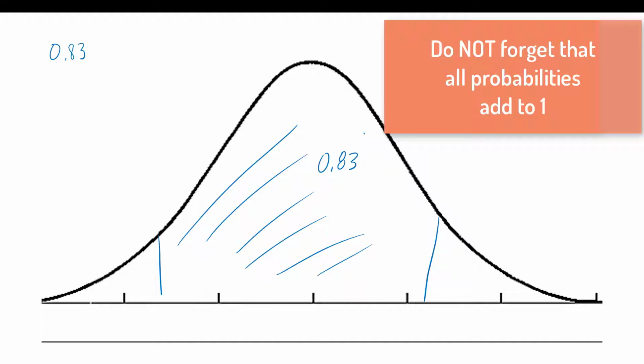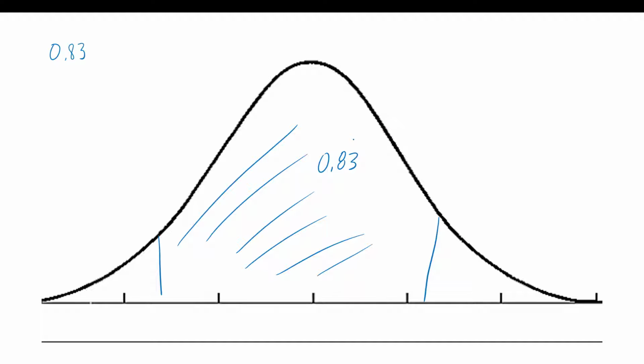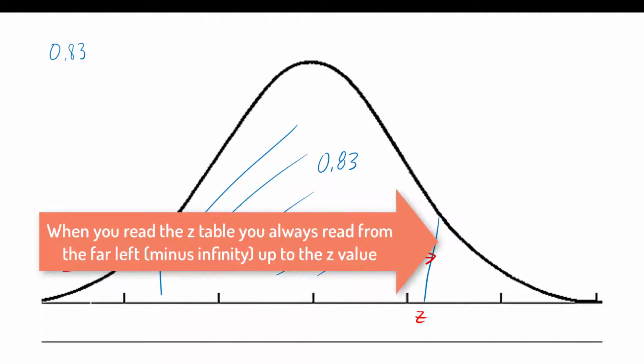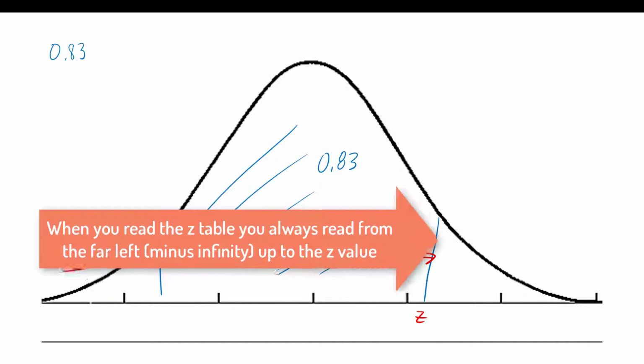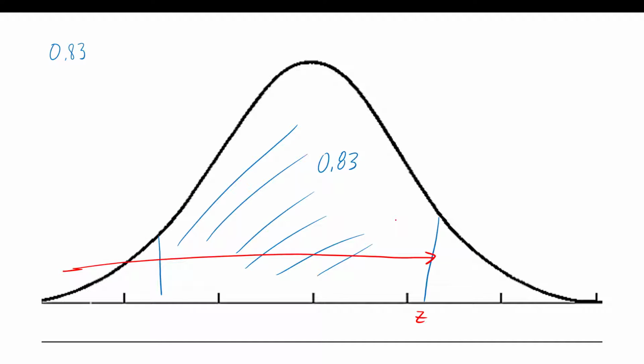So in other words, if I shaded this entire area, you'd get 1, and that is very, very important. Why is that important? Well, because my ultimate goal is to find the area from here to that line, and that's the z-value. That's just how the z-table is made out, is you read from the very bottom, from minus infinity all the way to the z-value.